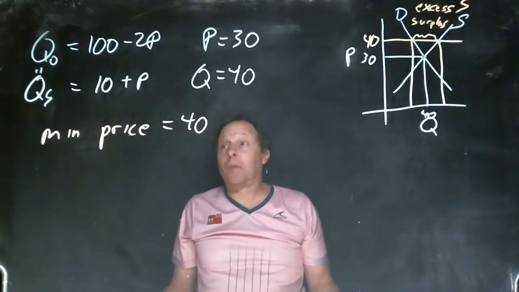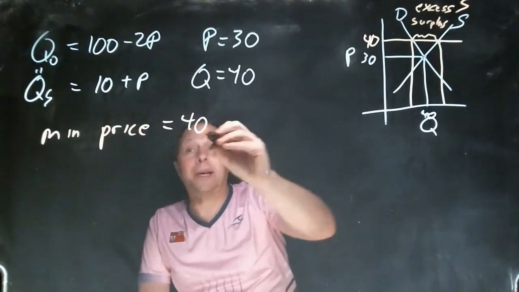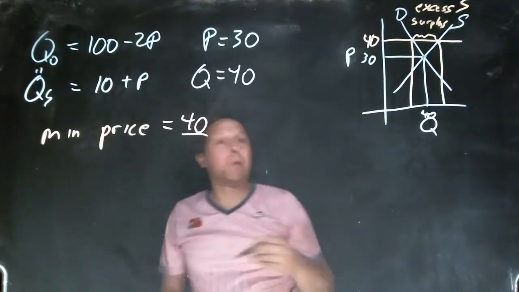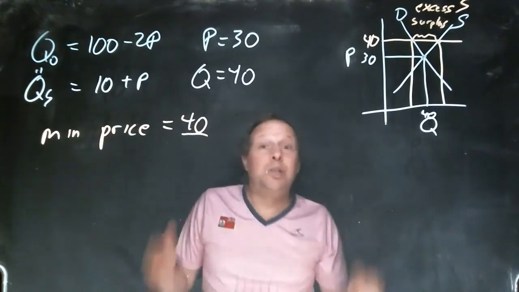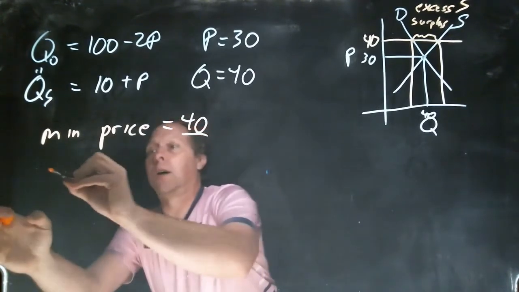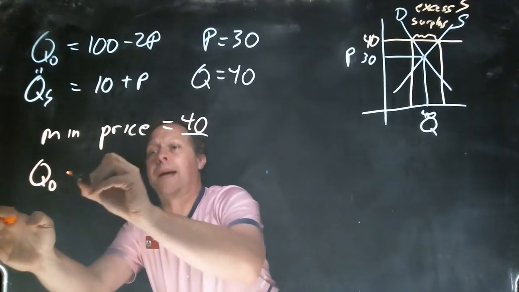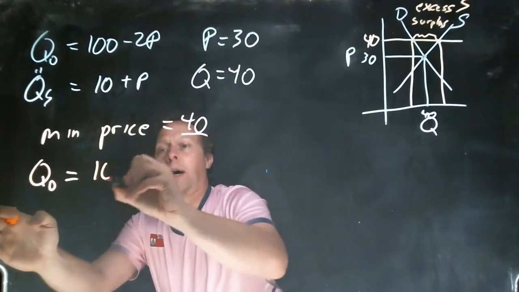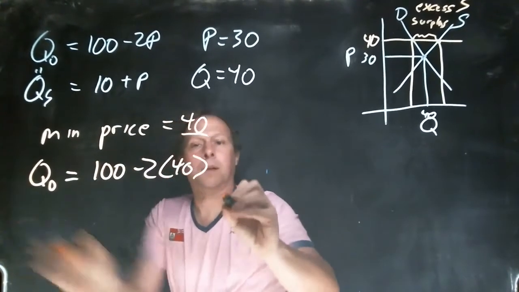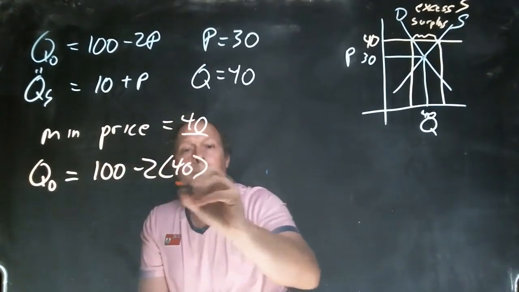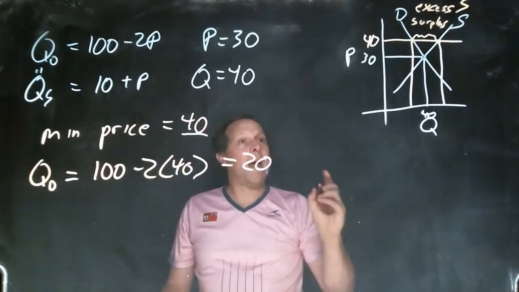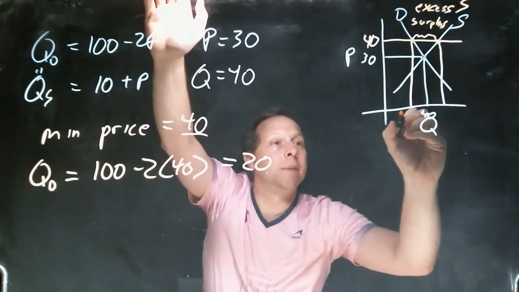How can we solve it algebraically? It's pretty easy. We take this minimum price of 40 and plug it individually into both the demand curve and the supply curve to see what we get. So quantity demanded is equal to 100 minus 2 times 40, which is 100 minus 80, which is equal to 20. So the demand at a price of 40 is going to be down here at 20.